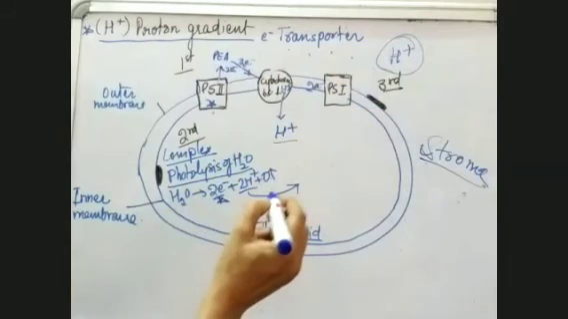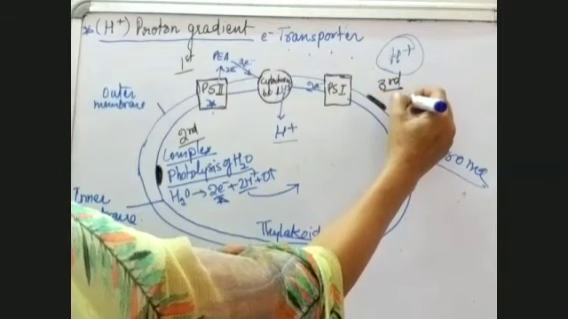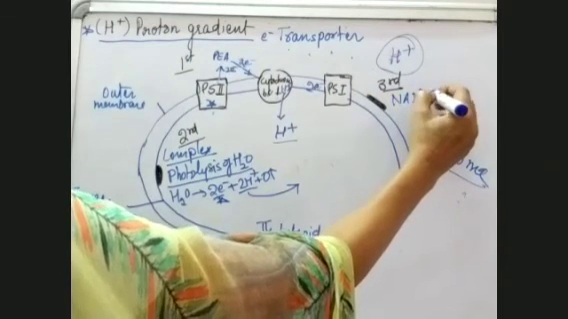What is this black structure which I made? This is the position of NADP reductase enzyme.